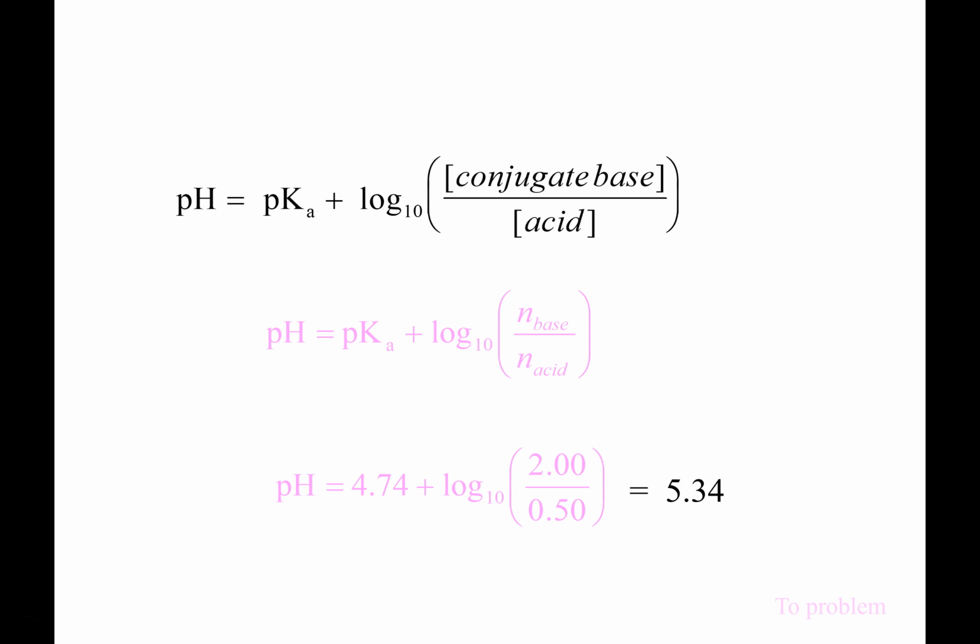5.34, at 20 milliliters of sodium hydroxide. This is before the equivalence point. You get a buffered solution. And in this case, we are titrating a weak acid with a strong base. It would be the same thing if we had a weak base with a strong acid. Same chemistry.